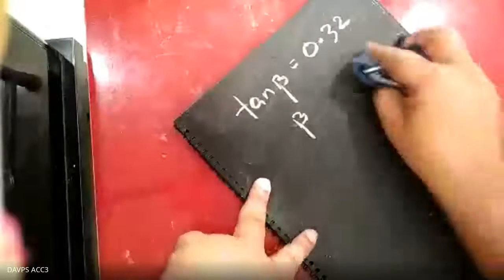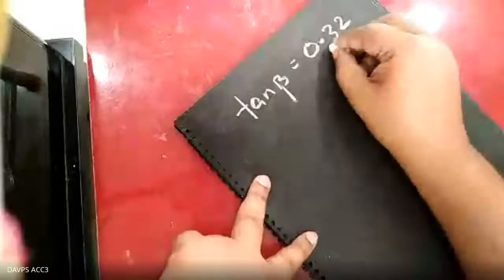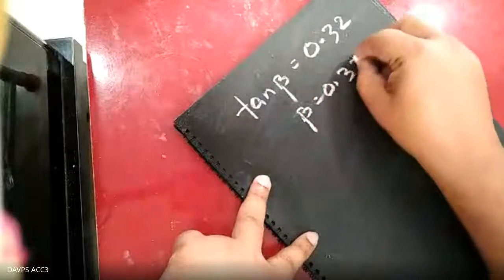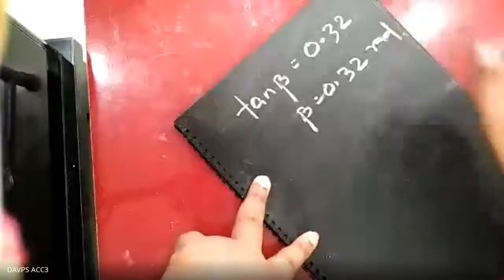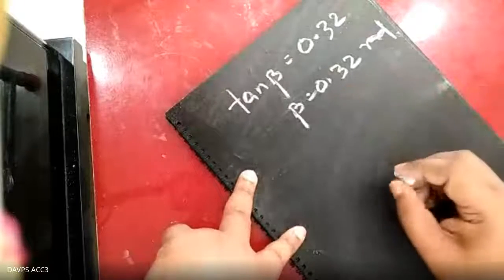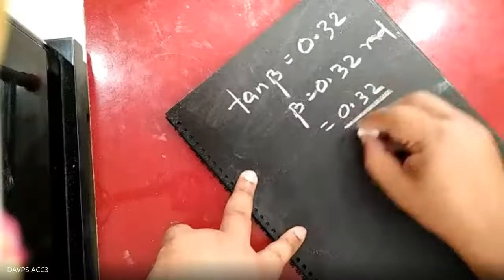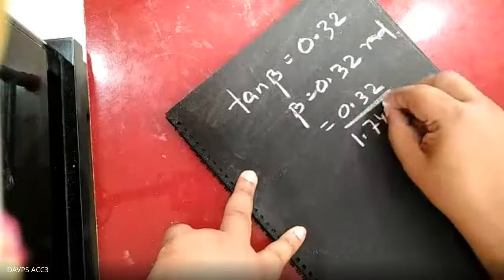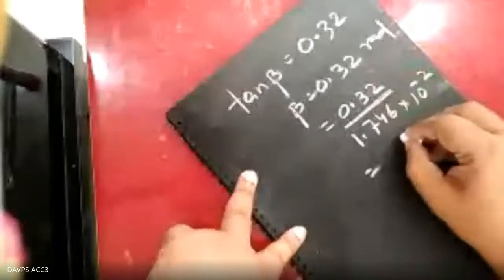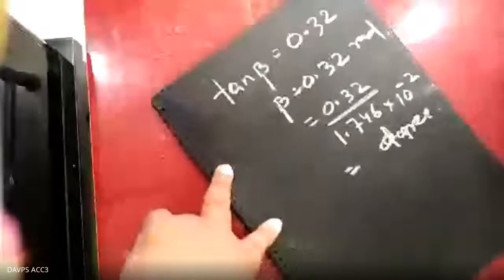In this case, beta is equal to 0.32 radian. If you want to represent it in degree, you have to divide 0.32 by 1.746 into 10 to the power minus 2. Whatever value you get, that is the degree value.